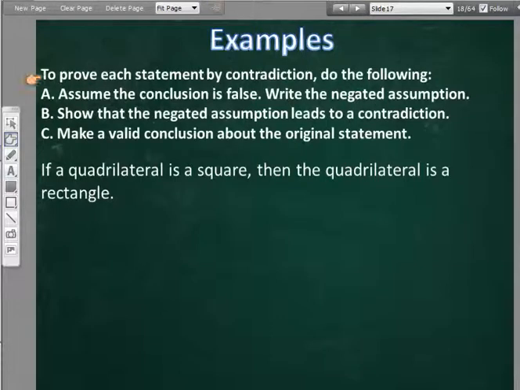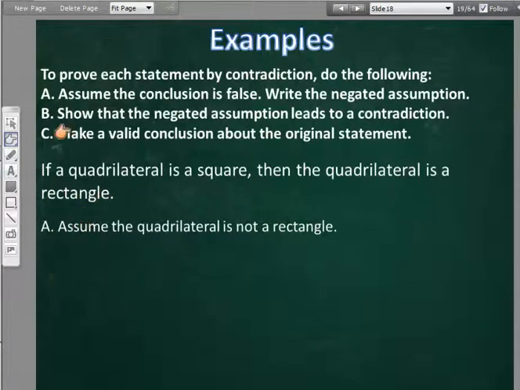So let's look at some examples. It says to prove each statement by contradiction, do the following. Assume the conclusion is false and write the negated assumption. Remember, negate is just the opposite. Show that the negated assumption leads to a contradiction, and then make a valid conclusion about the original statement. So you say, if a quadrilateral is a square, then the quadrilateral is a rectangle.